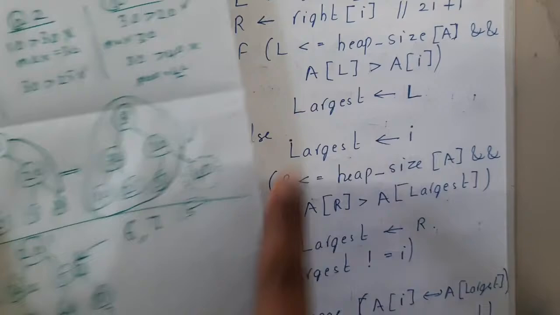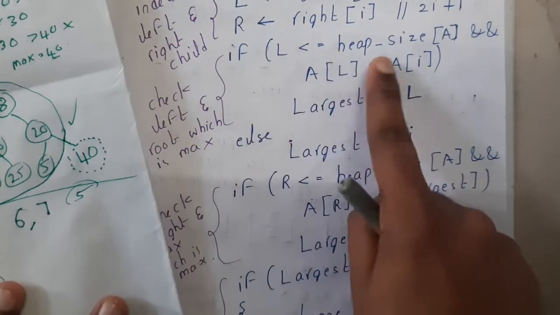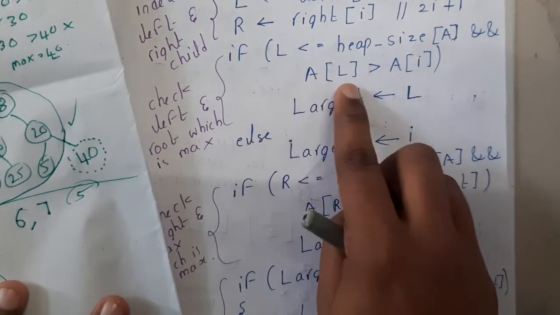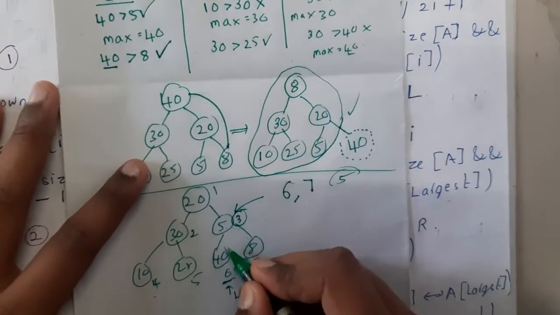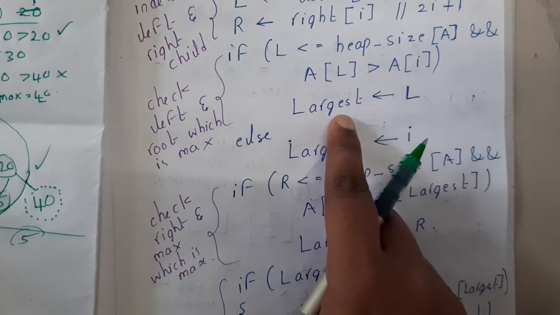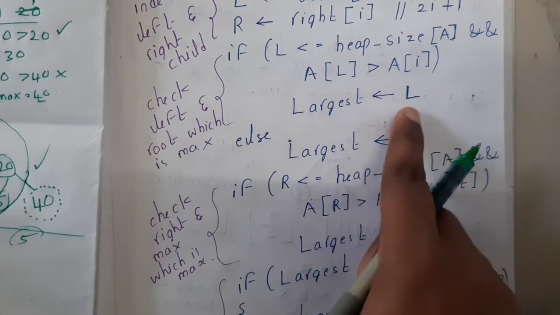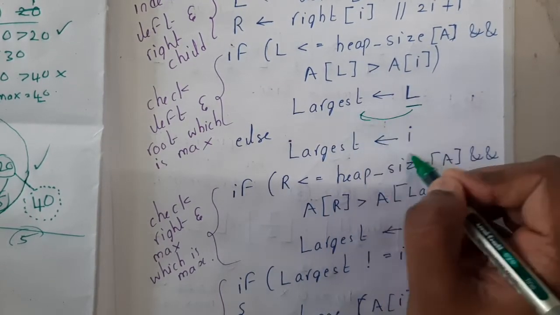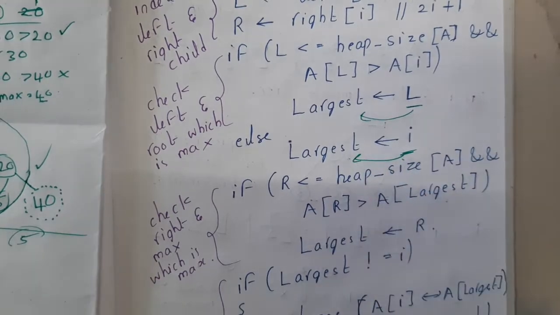Okay, yes. So here we are having the value. So you are comparing A of L is greater than A of I. So you are comparing this value with this value. So which is maximum? That location you are storing here guys. If this is maximum, you are storing the L address here. If it is not, you are storing the I address here. Got it? It's a quite simple logic guys.